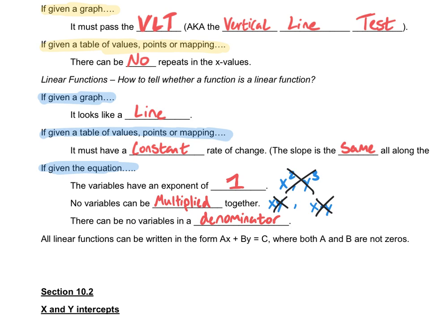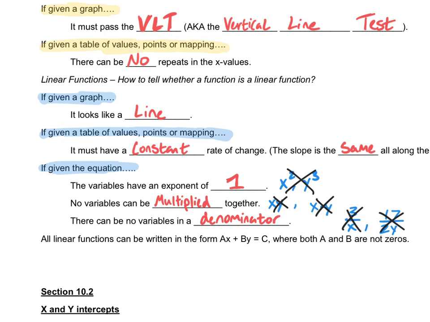Okay? What is the denominator? The bottom of a fraction. So an example of that is you couldn't have 3 divided by x, or you couldn't have 17 over 2y. Those are things that are bad because the variable is in the bottom. Okay?